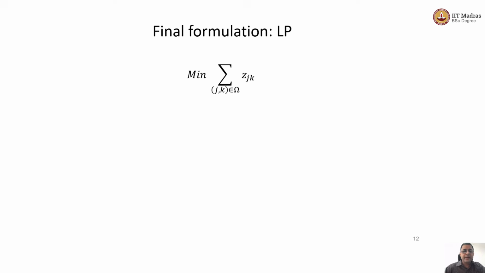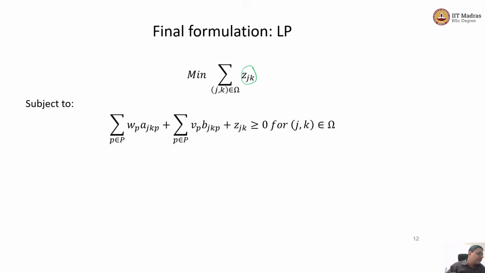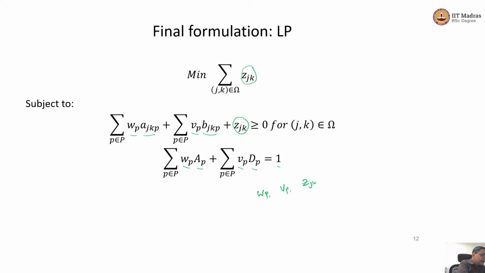And now the formulation can be written as minimization of summation ZJK, subject to this constraint, which is WP AJKP, VP BJKP and ZJK. The second constraint is the normalization constraint, where WP AP plus VP DP is equal to 1. And what are my decision variables? My decision variables are WP, VP and ZJK.